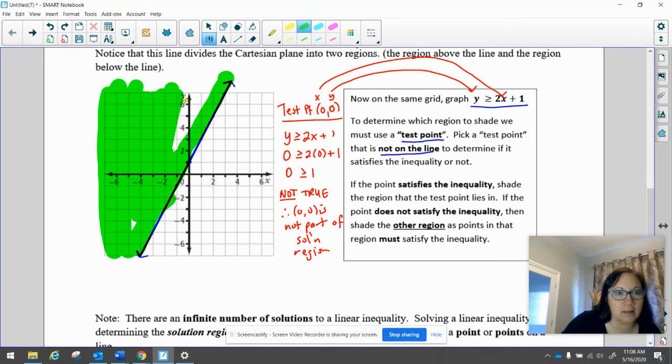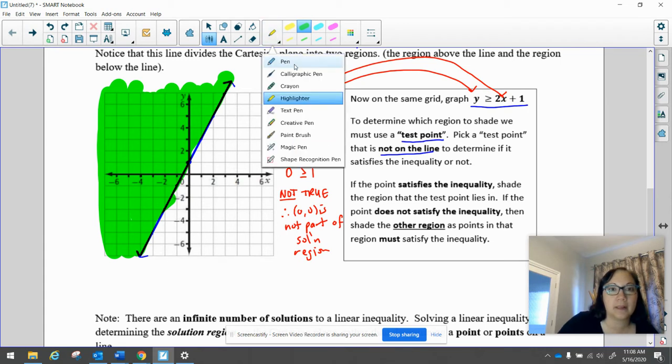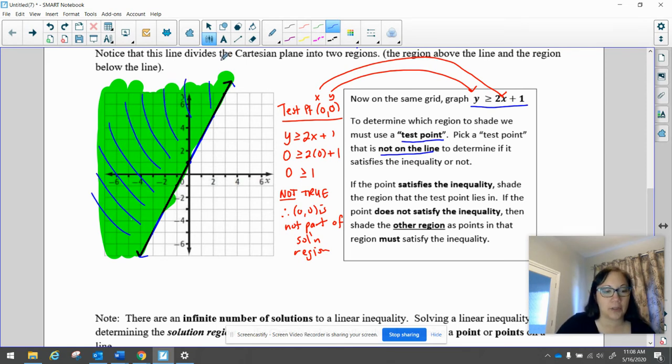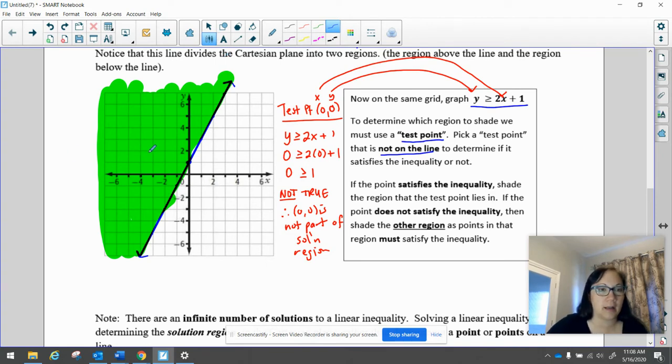So as neatly as you can, try to show that. Some people just shade it with their pencil. That's fine. Some people, if they don't have a pencil that's good for shading, will draw lines or something to indicate that this is the shaded side or the solution side. That also works. Just on the smart board here, I'm going to try and actually shade it.